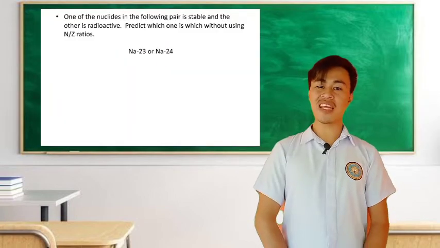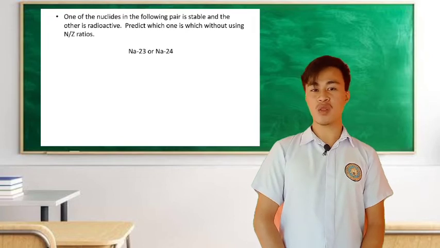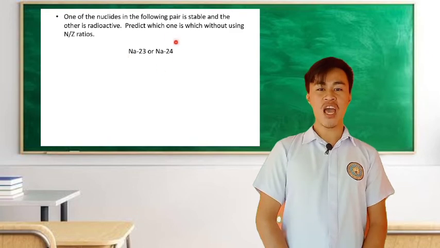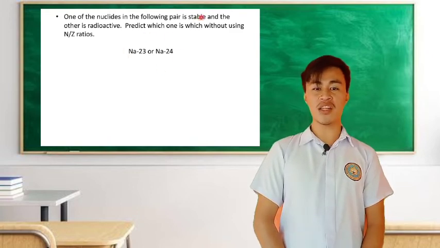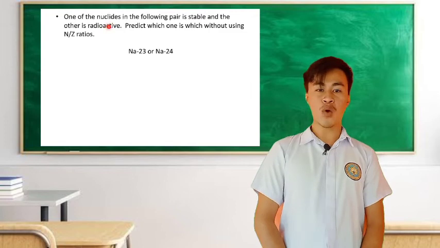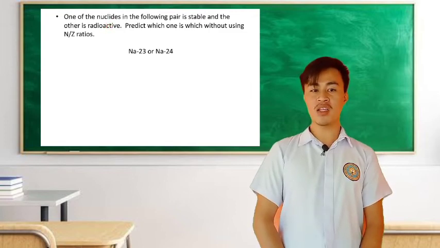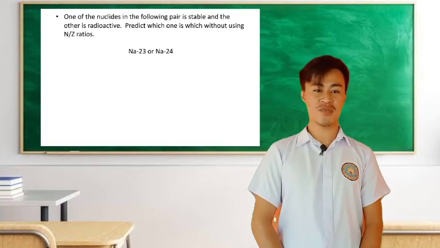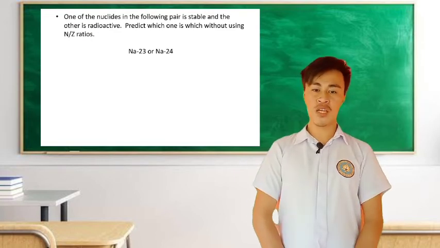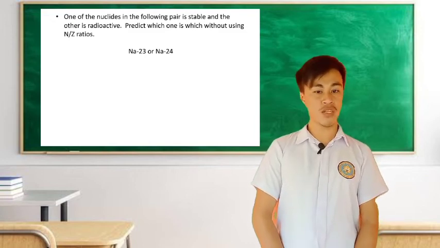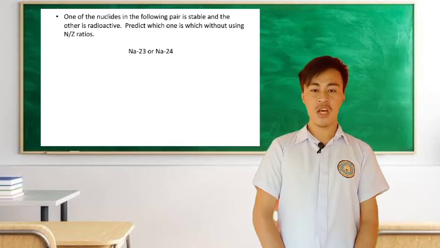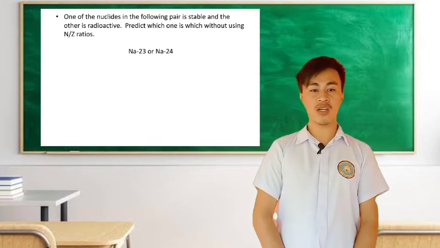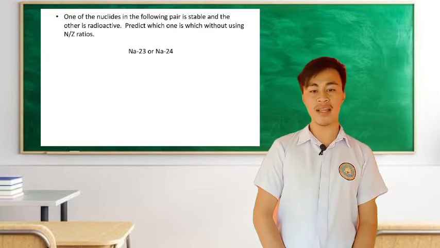This is a problem that I asked related to this concept. What I'll do is give you a pair of nuclides and tell you that one of them is stable and the other one is radioactive. I want you to predict which one is stable and which one is radioactive without using the NZ ratios. So what we're going to do is figure out the number of neutrons and protons, and then use this even-odd and magic number concept to decide which one is more likely to be stable and which one is more likely to be radioactive.